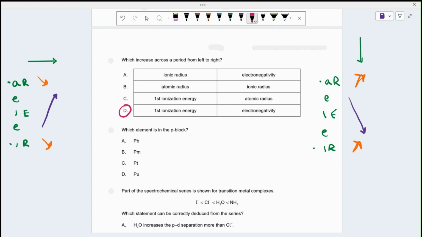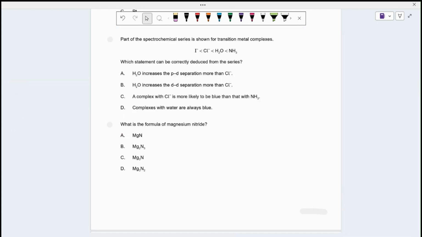Next one, which element is in the P block? Just have to look at your periodic table and know the P block, but that will be lead. Question 8. Part of the spectrochemical series is shown for transition metal complexes. So you have a bigger series in your data booklet. Which statement can be correctly deduced from this series? Right, so this is all about ligands.